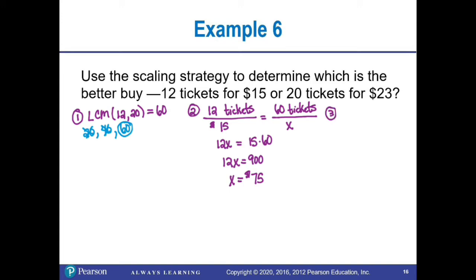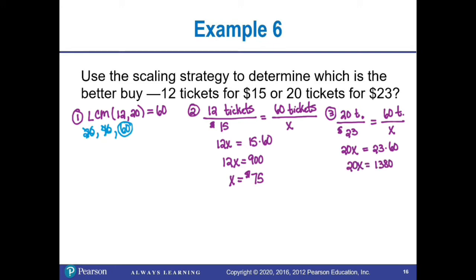My third step is to look at that last situation and set up a proportion. 20 tickets for $23, and I want to know how much 60 tickets cost. Notice again, in setting up the proportion, the tickets is on top on both sides, and the cost is on the bottom of both sides. Use your cross products. 20 times X equals 23 times 60.